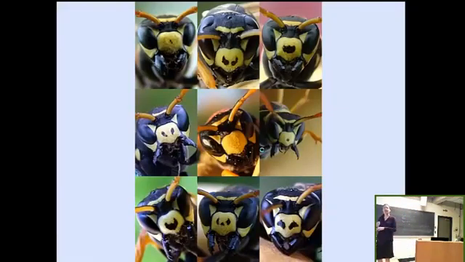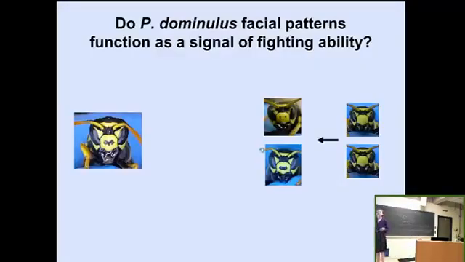So as I said before, originally they had the same facial patterns, but I used paint to alter the facial patterns of both of them, so that one wasp had 2 spots on her face and one wasp had 1 spot on her face. Now I predicted if these facial patterns were a signal, then wasps should avoid the individual who had a more broken facial pattern. So she should avoid the individual with more spots and instead challenge the individual with fewer spots.